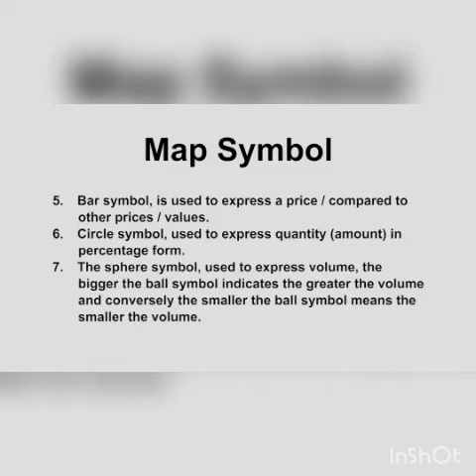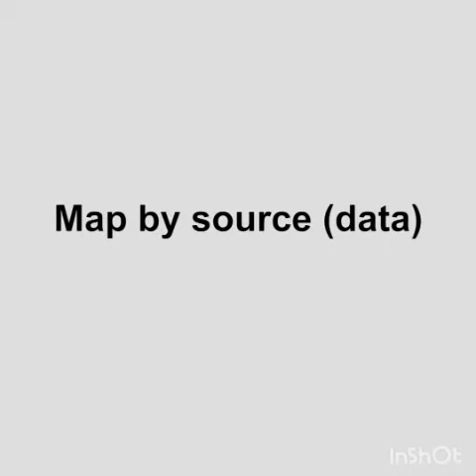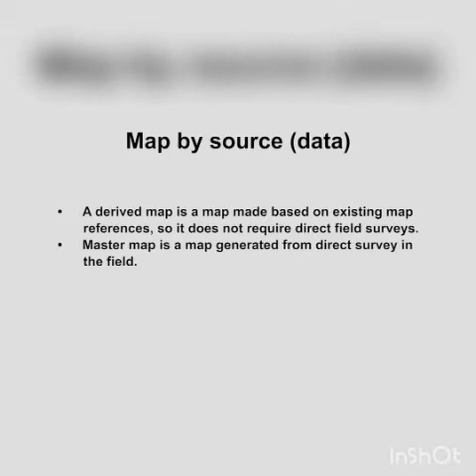Okay, what is next? Maps by source data. A derived map is a map made based on an existing map, so it does not require a direct field survey.